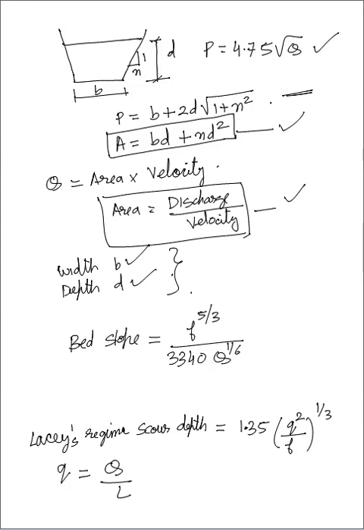Now see, Lacey's normal scour depth is also represented by R, so here you should not get confused with hydraulic mean depth. Let me write on a fresh page. R is equal to 1.35 (q square by f) raised to 1 by 3, and I told you small q is equal to capital Q by L.